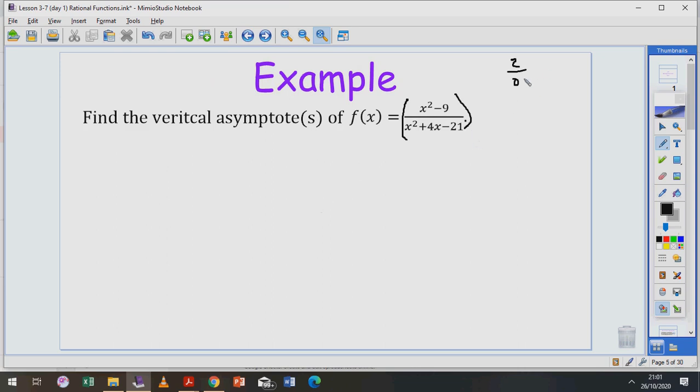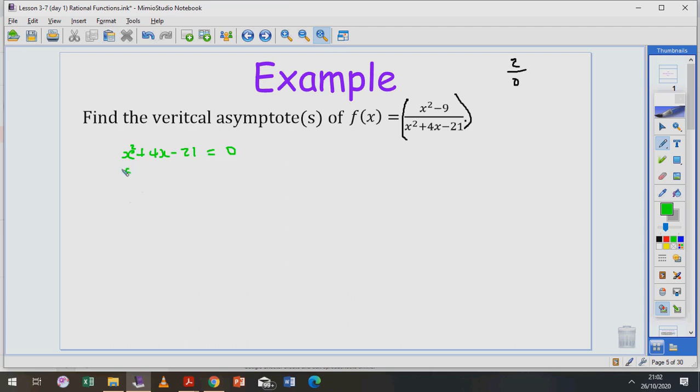And since I know that to get undefined I divide by 0, that means the denominator of this function has to equal 0 for the function to be undefined. So what we do when we're finding vertical asymptotes is simply equate the denominator to 0, because when the denominator is equal to 0, that function is undefined.